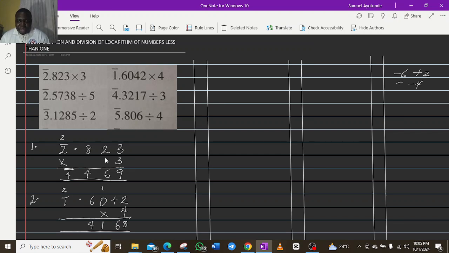So 4 times 1 bar, which is the same thing as negative 1. 4 times negative 1 is negative 4. Then we add the negative 4 plus 2, which will give negative 2. So we have negative 2 is 2 bar, so we write 2 bar. So that is our answer. Put our decimal point, very important. So our answer is 2 bar point 4168. Then the next example is division.